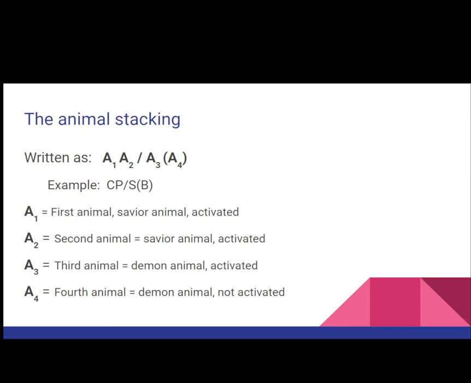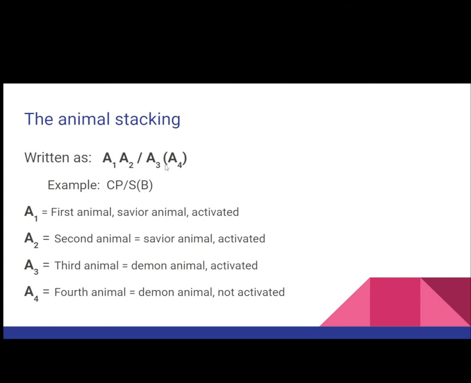So the animal stacking shows the order of the four animals that somebody has in objective personality. When we write down an animal stacking, we typically write the first two animals, A1 and A2, in front of the slash because these first two animals are savior animals. They're animals that are done in a savior state, meaning that we personally feel responsible to do them. We often do them unconsciously. We're more comfortable utilizing these animals.